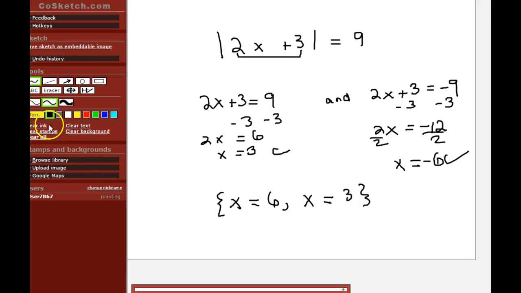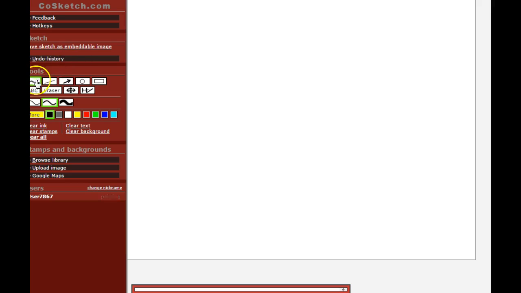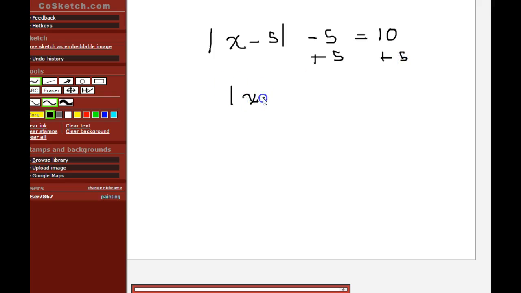Let's try another one. Now let's try one a little bit different. Suppose we have the absolute value of x minus 5, subtracting 5, is equal to 10. When solving absolute value equations, you must isolate the absolute value first. So that means we're going to add 5 to both sides. So we're going to add 5 and add 5. Therefore, we have the absolute value of x minus 5 is equal to 15.